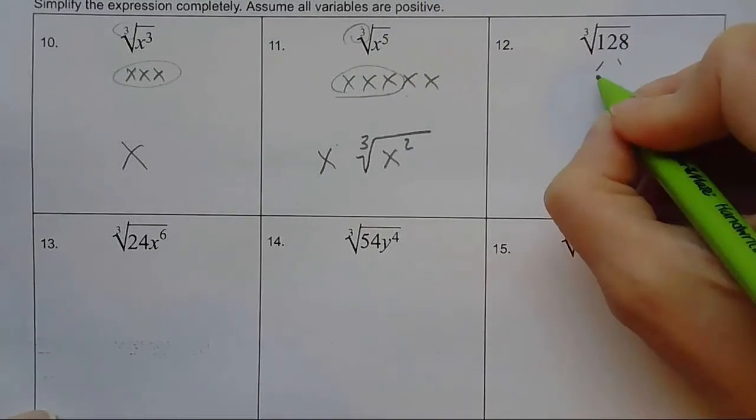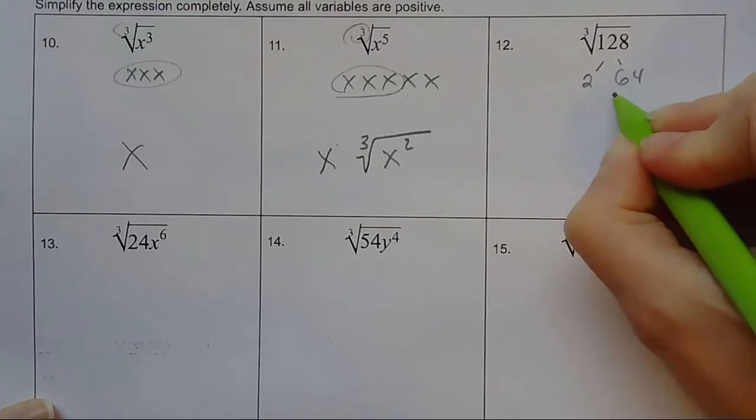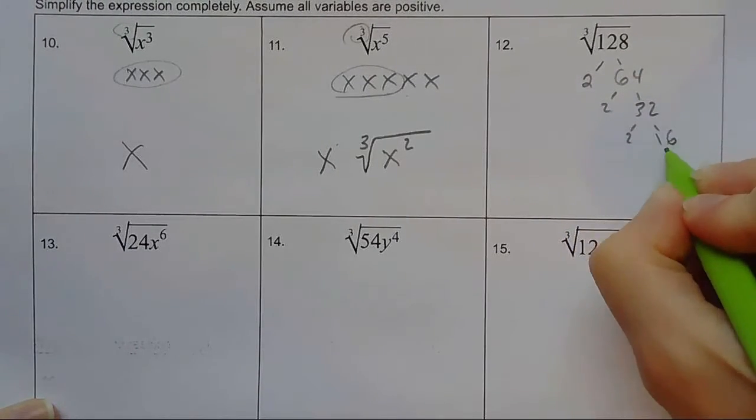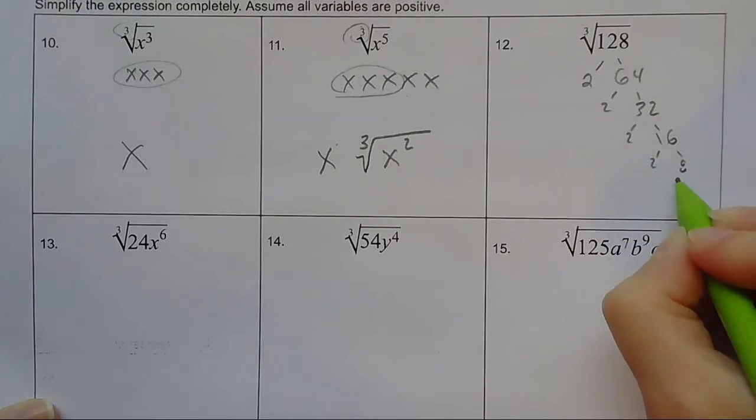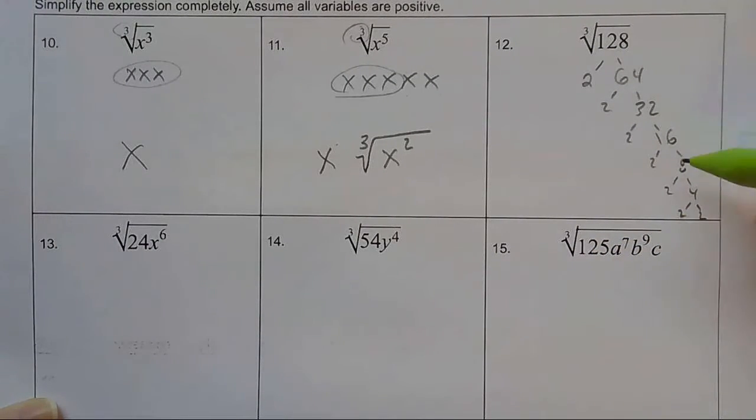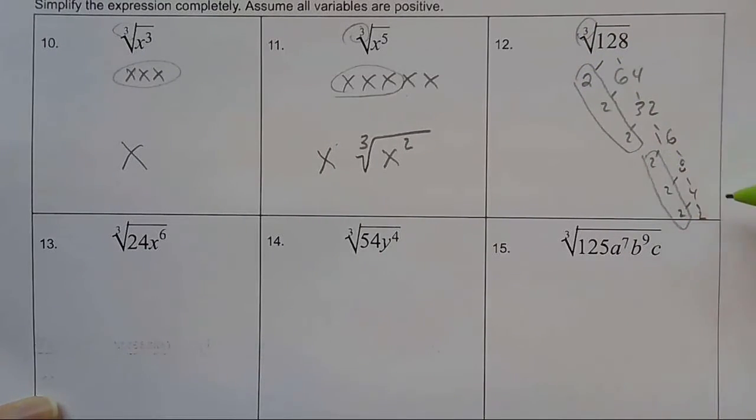All right, and then same thing with numbers. We're just going to break it down. So half of 128 is 64. Half of 64 is 32. Half of 32 is 16. Half of 16 is 8. Half of 8 is 4. Half of 4 is 2. Hopefully that's correct. Looking for groups of size 3, so just pull out this group here, and this guy is going to be solo.